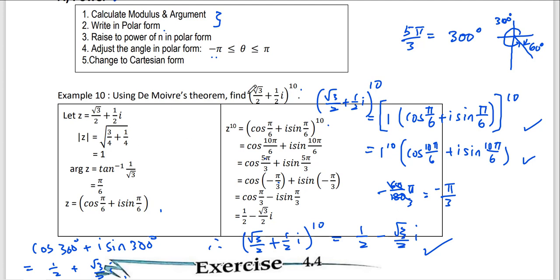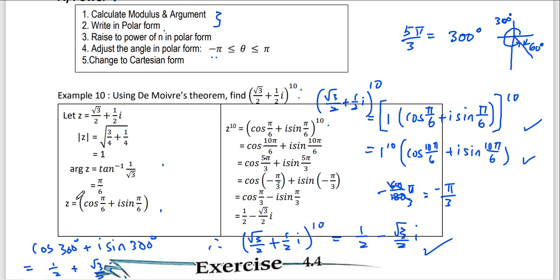In this case they won't ask you to find the modulus and argument or change to polar form, but you must know. If they mention De Moivre's theorem, you must change to polar form. To change to polar form, you must find the modulus and argument. Make sure the argument, the angle, must be between negative pi and pi every time. So you check it is smaller than pi and greater than negative pi. Okay, already.